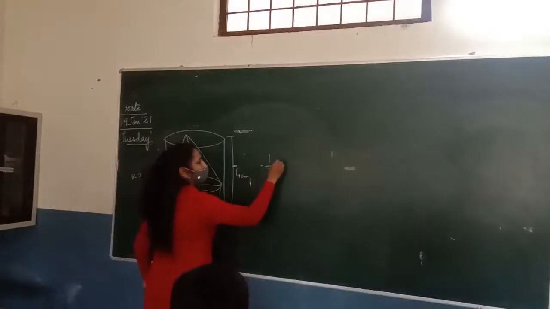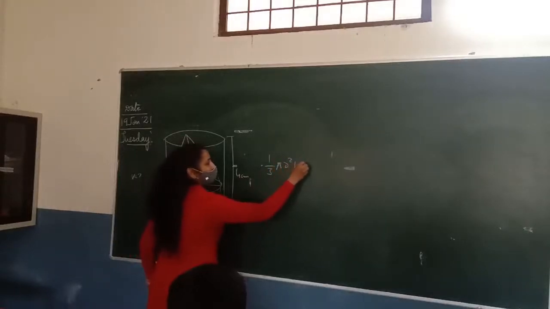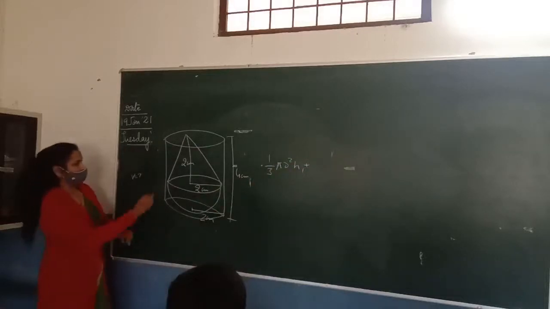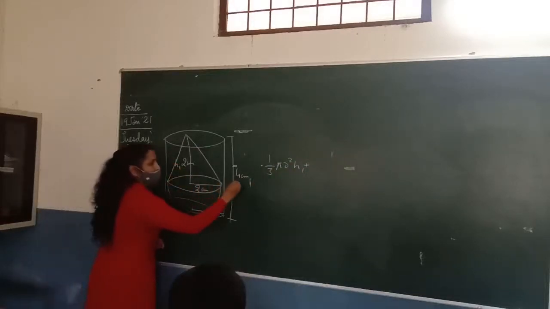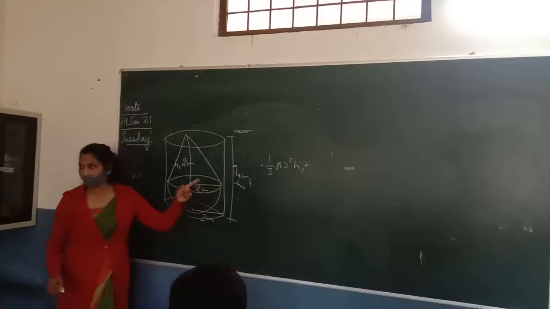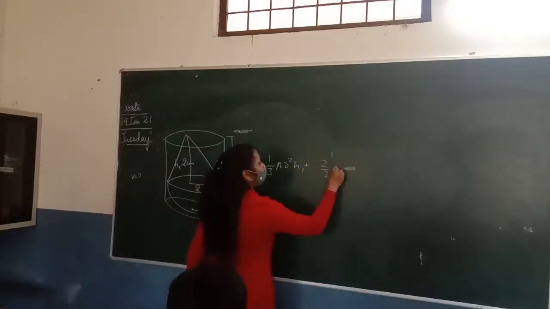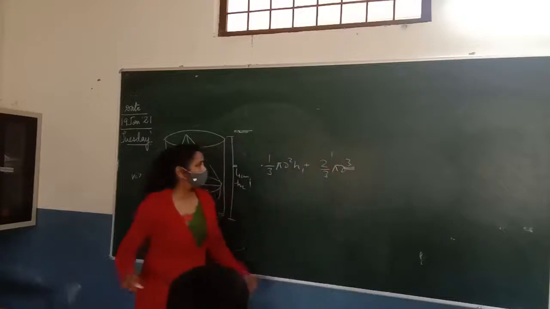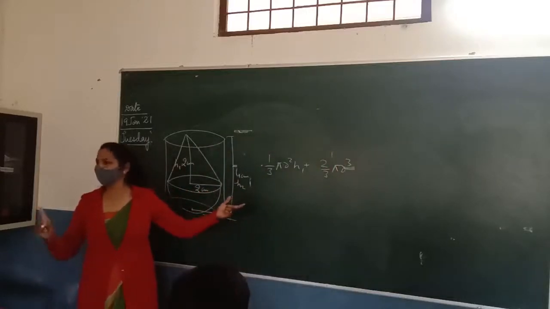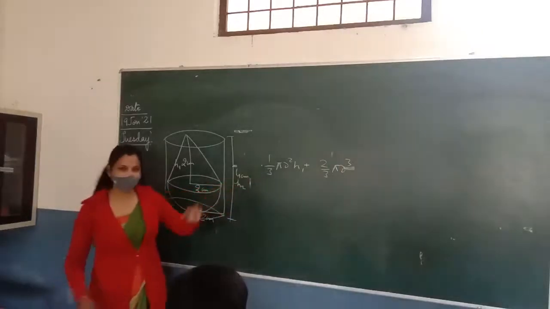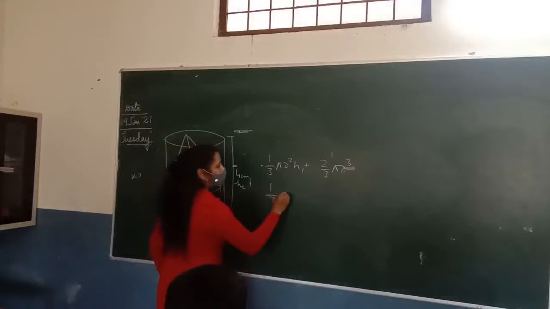So what should be the volume of the toy? It is 1/3 pi r square h plus, I am writing it as h1 because there are two heights, the height of the conical portion and the height of the cylindrical portion. So 1/3 pi r square h1 plus 2/3 pi r cube. Now what can we take as a common? Priyanshu, look in your book. Pi r square as well as 1/3 pi r. So we can take a common as 1/3 pi r square, and what should be there in the bracket?